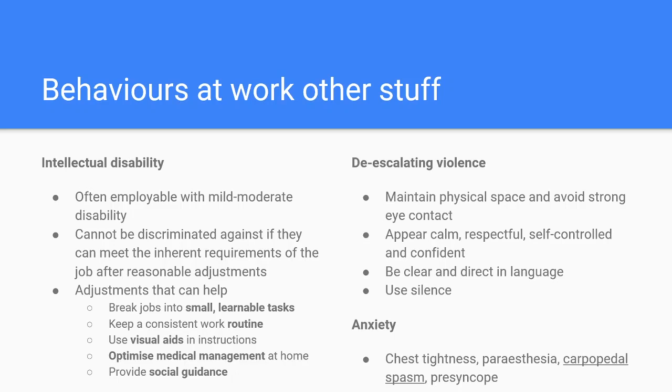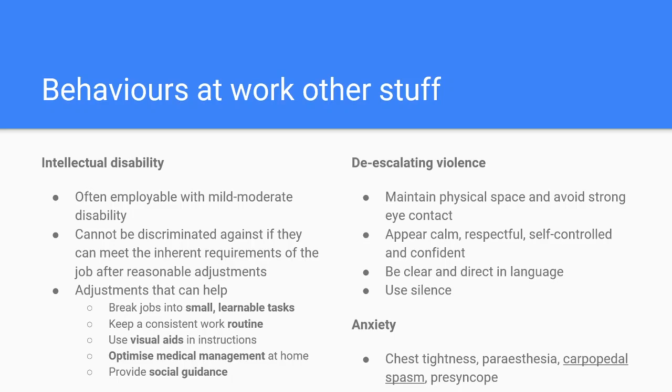So other adjustments are making sure that jobs are small and learnable, having a routine, using visual aids, and an important one is optimising medical management at home. Sometimes these people will have comorbidities, or for their intellectual disability they'll need regular medications, and it's ensuring that the people at home are supported enough to do the medical management, and this leads on into the workplace as well. Sometimes they may have issues with social interactions, they might be a bit aggressive, and you just need to be patient and de-escalate the violence appropriately.